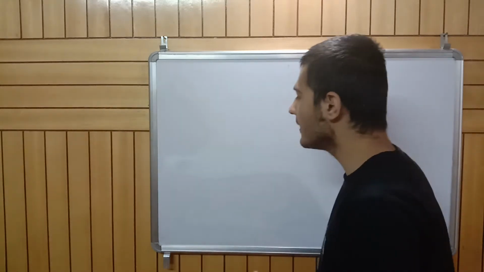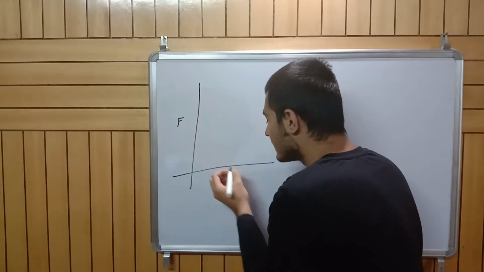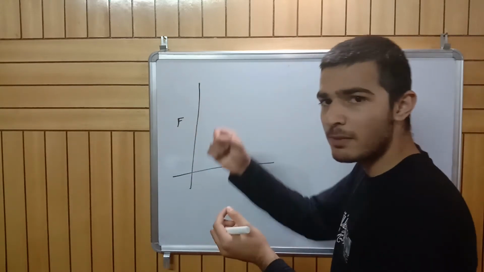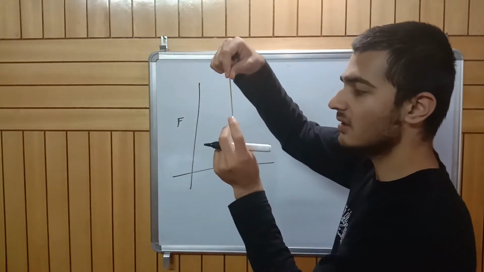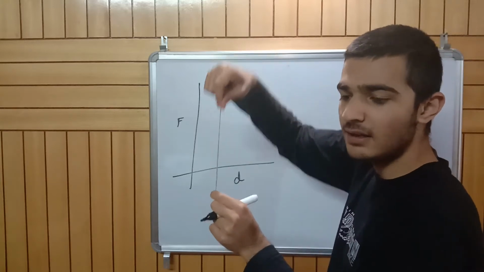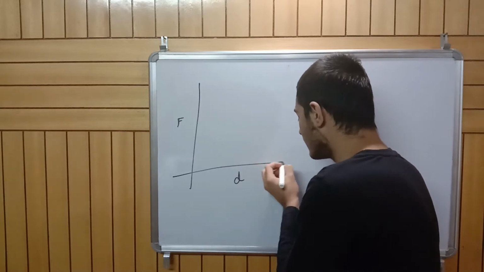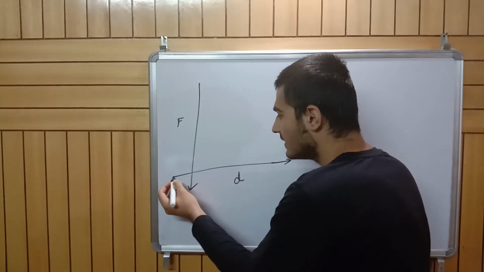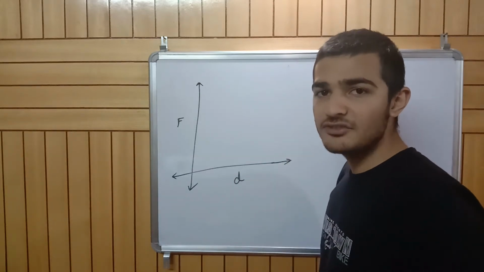Okay, and if I plot the force that I'm applying versus the displacement of this part of the rubber band, so it displaces from this point to this point, right? As it moves along this path, if I plot the force, what I get is actually a straight line. So why would I get a straight line?